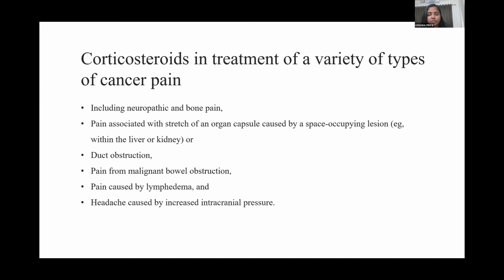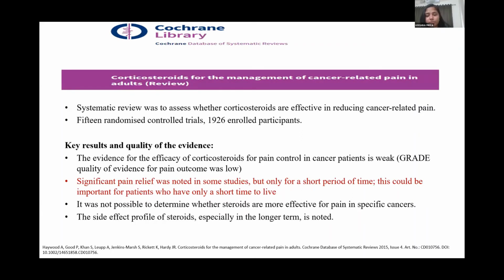So the variety of areas in cancer pain where glucocorticoids can be used include neuropathic pain, bone pain, and pain associated with a stretch of an organ capsule caused by a space-occupying lesion. In case of duct obstruction, pain from malignant bowel obstruction, pain caused by lymphedema, and headache caused by increased intracranial pressure. The Cochrane review of corticosteroids for the management of cancer-related pain in adults was a systematic review to assess whether corticosteroids are effective in reducing cancer-related pain. So 15 randomized controlled trials and 1,926 enrolled participants were there.